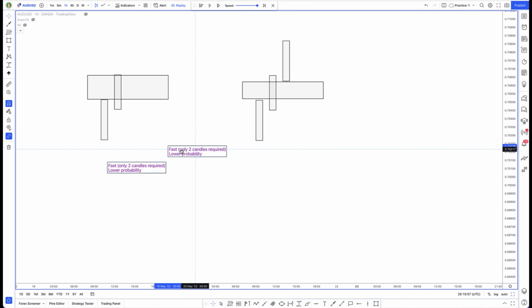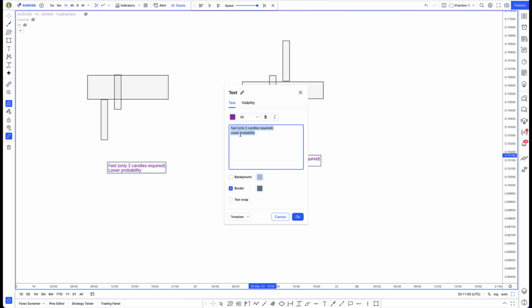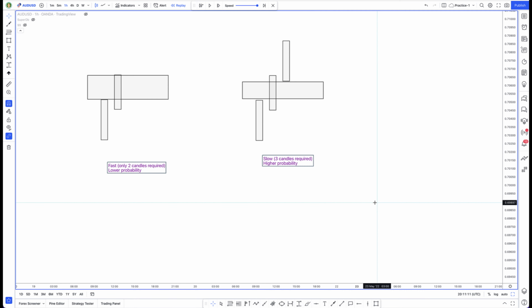However, in 3 candle fair value gap, it is slow as 3 candles are required, but potentially higher probability because more time has passed and it is a better conformed bullish structure. Plus, you can apply all sorts of areas of discount and premium to get a better trade.